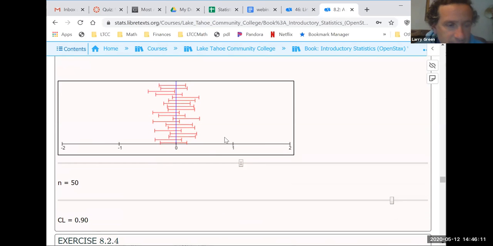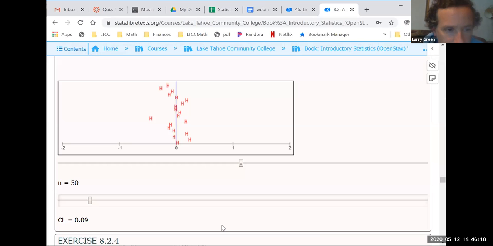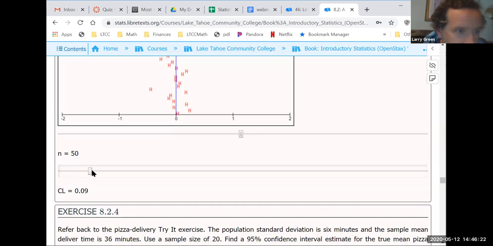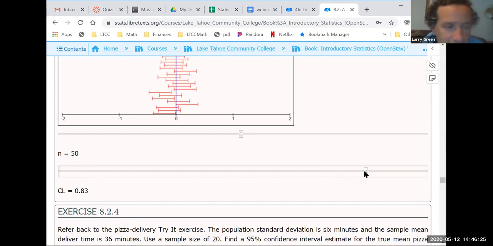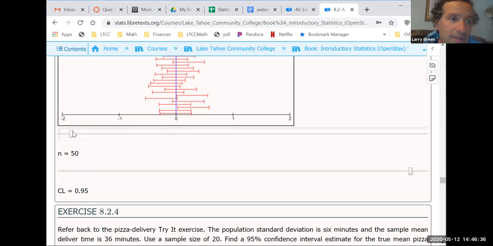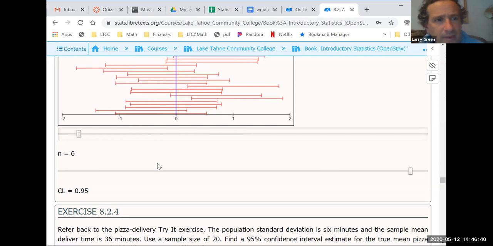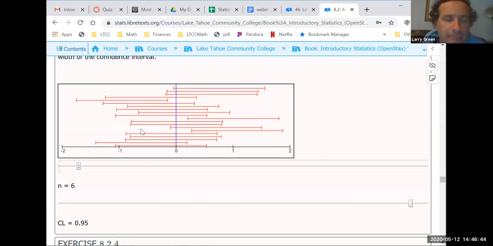Okay, so what we can do is we can say, well, what if you have a small sample size? Let's suppose you want a 95% confidence level, and let's suppose you had a smaller sample size, like 6. Then take a look at this. What this shows you, if you look at each of these bars, these are the confidence intervals. So the left is the low side of the confidence interval, the right is the high side. Any questions on that?